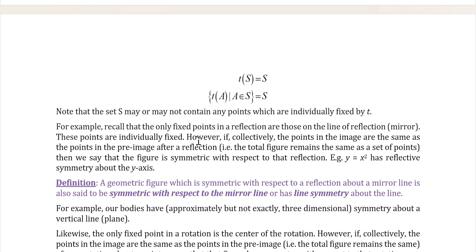We've already studied this for each transformation, but recall, for example, that the only fixed points in a reflection are those on the line of reflection, the mirror line. These points are individually fixed. However, if collectively the points in the image are the same as the points of the pre-image after reflection, the total figure remains the same as the set of points, then we say that figure is symmetric with respect to that reflection. For example, y equals x squared has reflective symmetry about the y-axis.